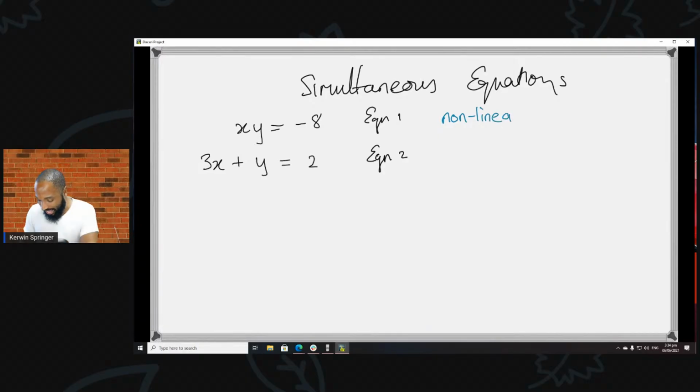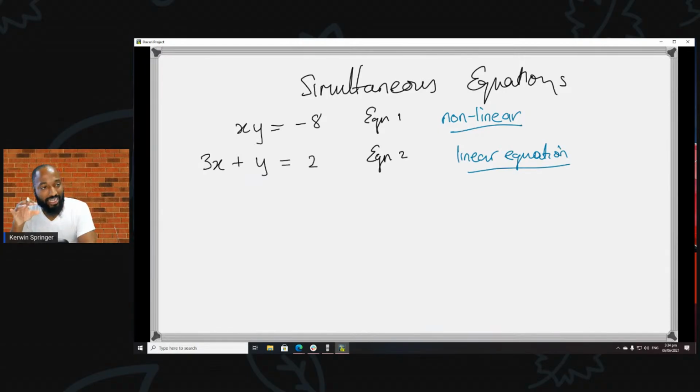Linear just means line. This is the equation of a line. If you rearrange it, it is a line. It will form a line. This one here will actually form a curve. It's non-linear. And this is the linear equation. We are accustomed to solving two linear equations.